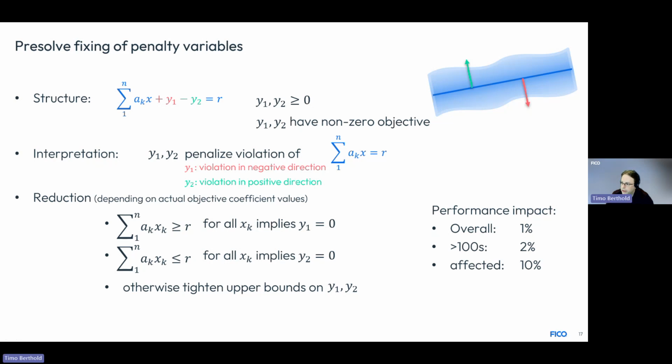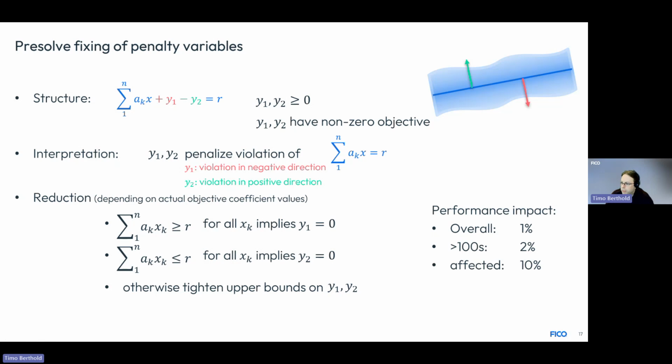And in the picture that you see here, the dark blue line is the constraint that you would actually want to hold, and the red arrow indicates the violation in one direction, and the green arrow the violation in the other direction. Ideally, you would want both of them to be 0. So the difficulty for a MIP solver is that it's quite hard to do any bound propagation on such a constraint because either penalty variable can absorb any slack here.